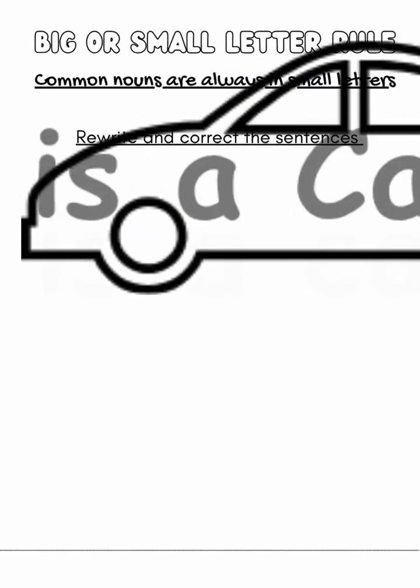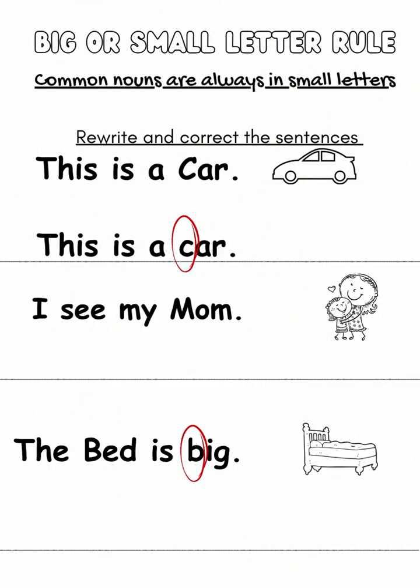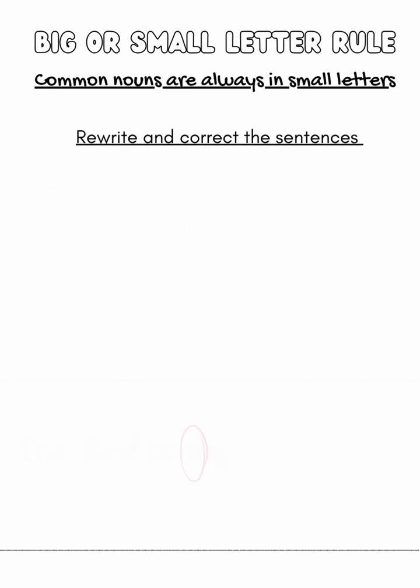at a glance. Establish the most important rule for common nouns: they stay small. Students must rewrite sentences to correct improper capitalization. Explain that common nouns are everyday friends, so they don't need a capital letter unless they start a sentence.